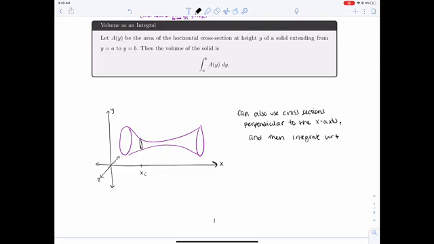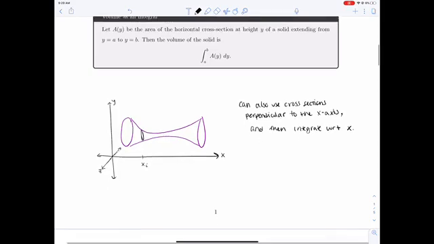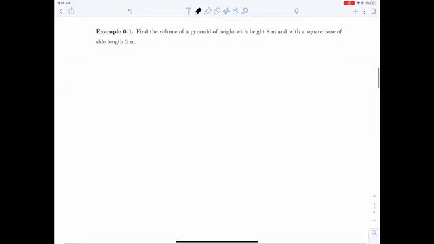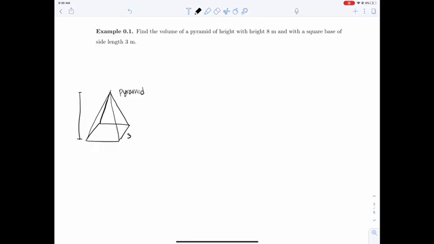And we'll integrate with respect to x instead of with respect to y. So let's look at an example. Let's find the volume of a pyramid with height 8 meters and a square base of side length 3 meters. With a square base, each side has length 3 meters and the height is 8 meters.